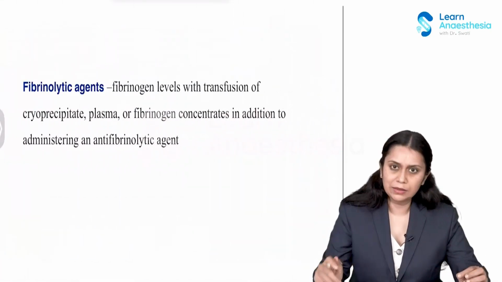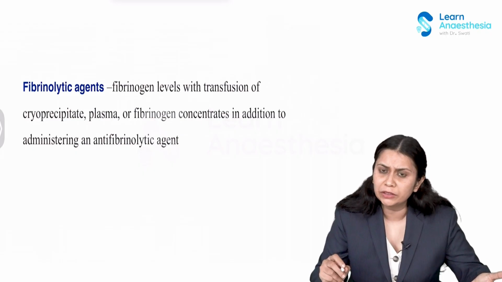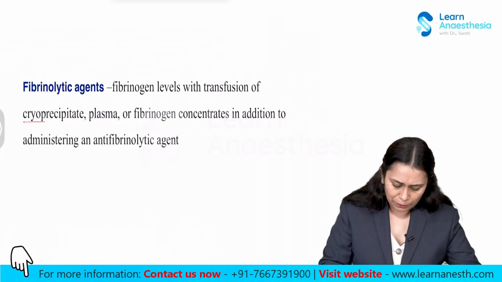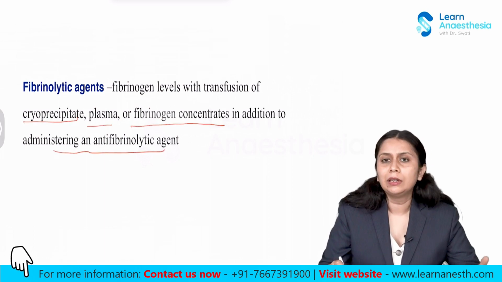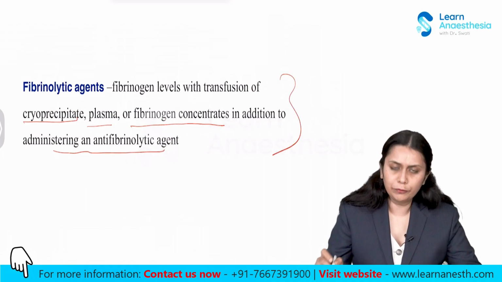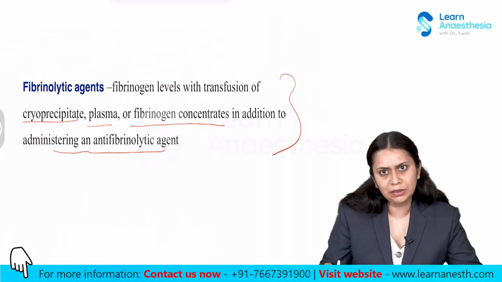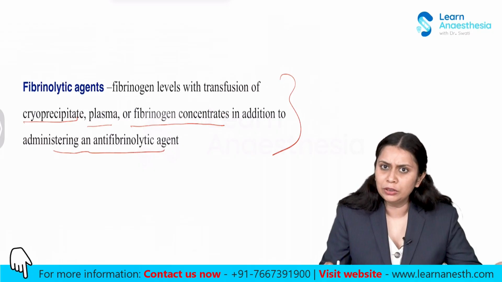Now after this, if the patient had taken a fibrinolytic agent, we can give an antifibrinolytic agent, and we can give the patient cryoprecipitate, plasma or fibrinogen concentrate, right? In addition to administering antifibrinolytic agents like aminocaproic acid. We can go for point of care coagulation testing by ROTEM or TEG and specifically target what exactly we have to give to the patient.